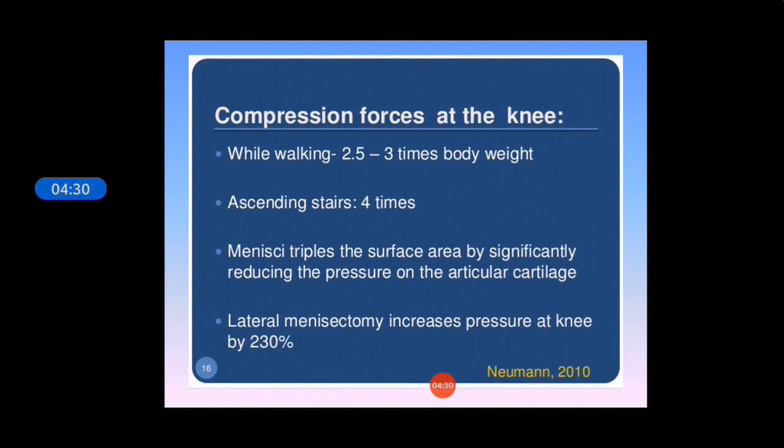Now, what are the compression forces occurring at the knee? Normally, while walking it is 2.5 to 3 times the body weight, and ascending stairs 4 times. The meniscus triples the surface area, significantly reducing the pressure on the articulating cartilage. Lateral meniscectomy increases pressure at the knee by 230 percent. That is how menisci are important for our knee.